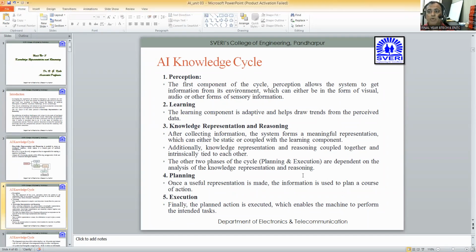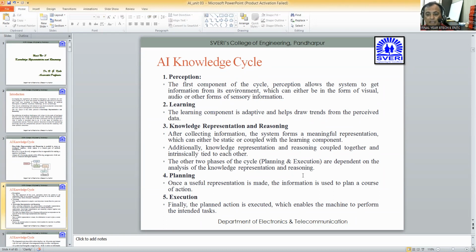They will be combinedly working together. So what I could say is that knowledge, representation, reasoning, and learning: first will be learning, then knowledge representation and reasoning. They all three will come together and they will be coupled together in order to work intrinsically. The other two phases of the cycle are planning and execution.